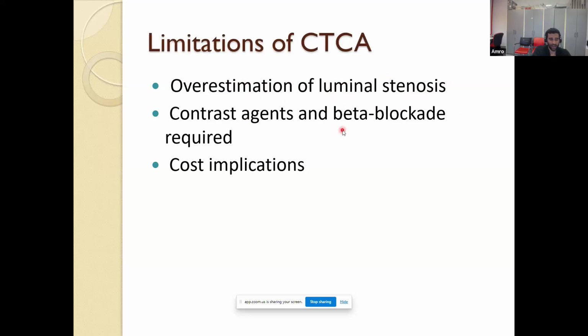You have to also lower their heart rate, give them beta blockers before to get the heart rate below 60. In order to get good images of the CT, of the coronary arteries, you need to give them an IV contrast agent before they go in the scanner, and it's much more expensive.